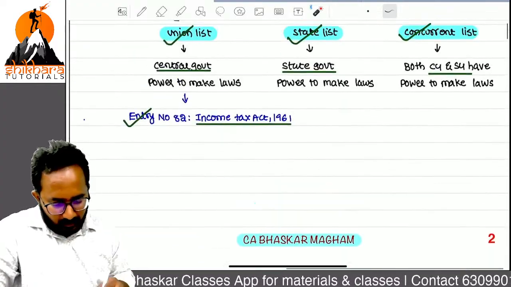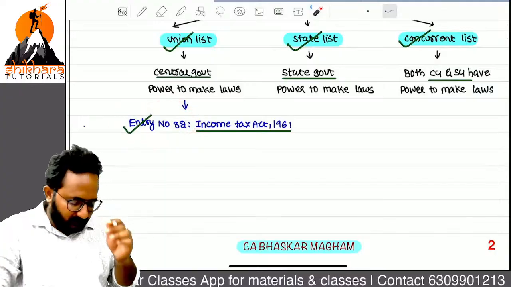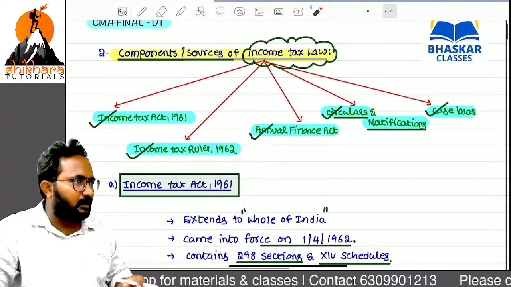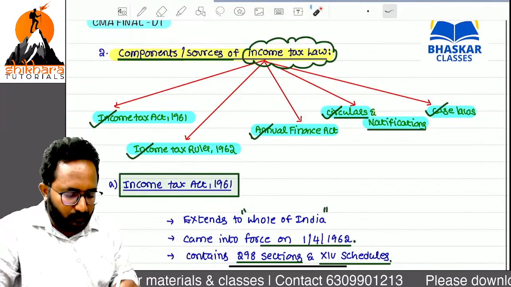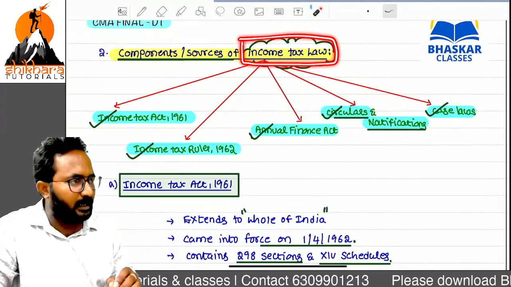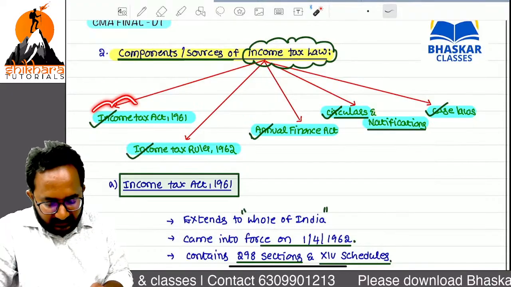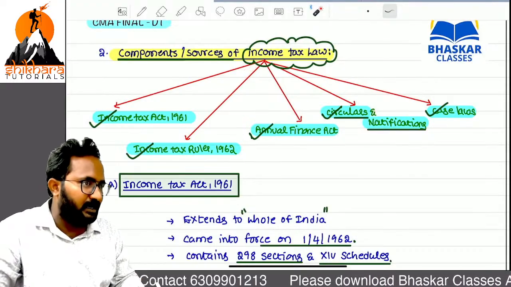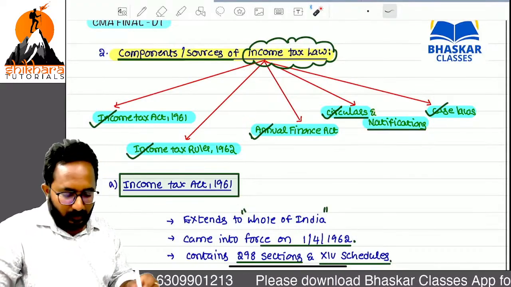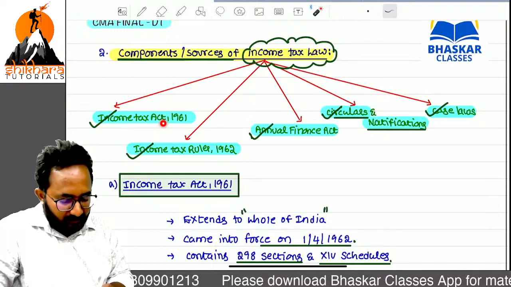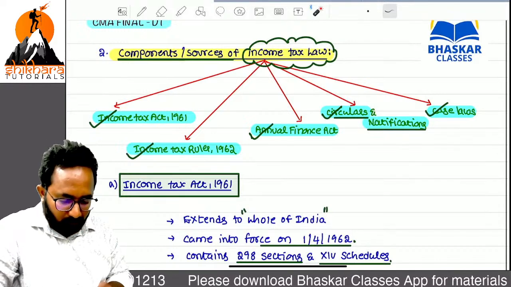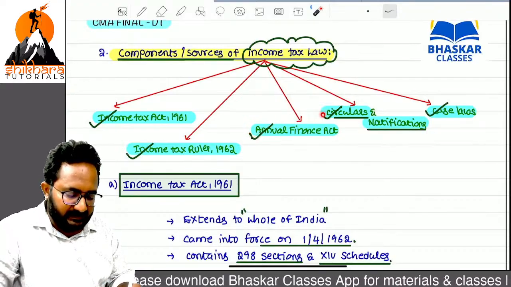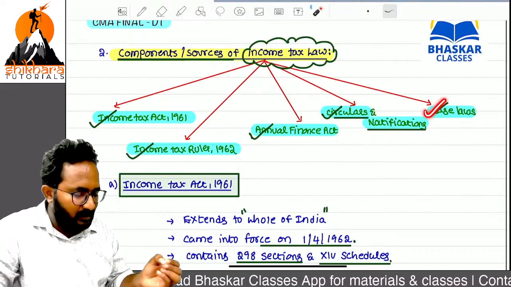Entry number is important. Next, we discussed the sources or components of income tax law. That means if you want to know about income tax law completely, many students think, sir, the Income Tax Act 1961 alone is enough to get 100% knowledge about income tax law. That is wrong. Along with the Income Tax Act 1961, you have to know the rules, every annual Finance Act, circulars, notifications, and last one, case laws.